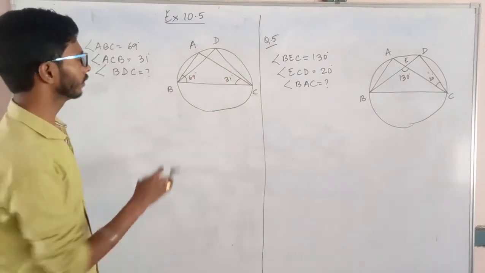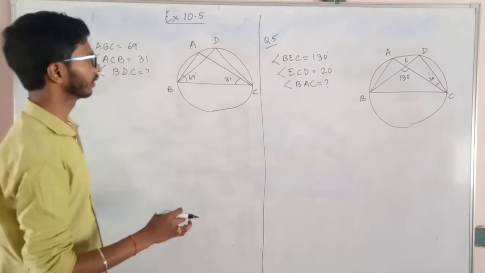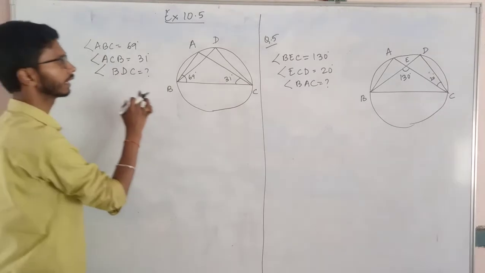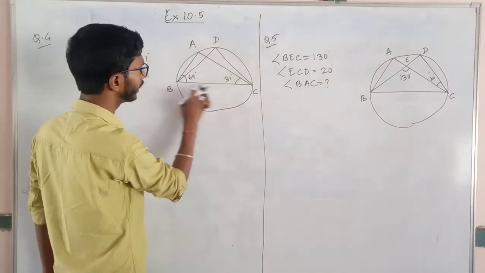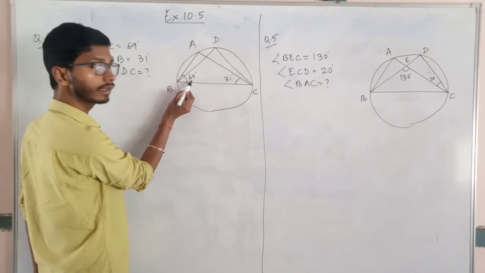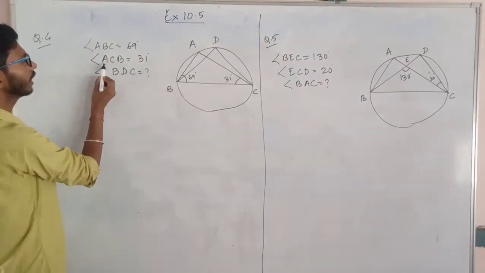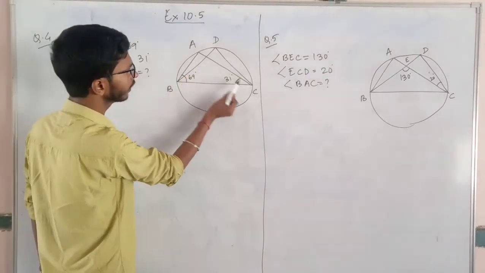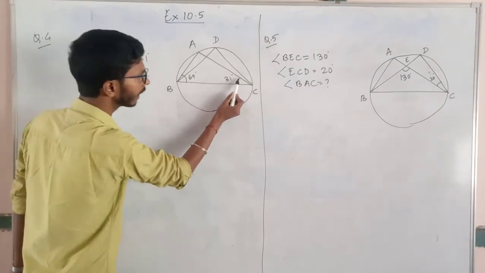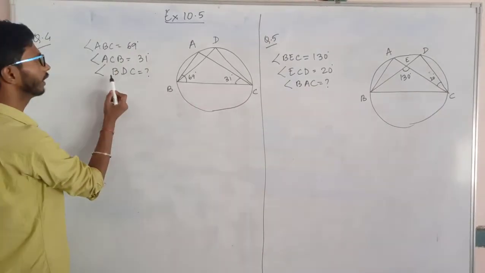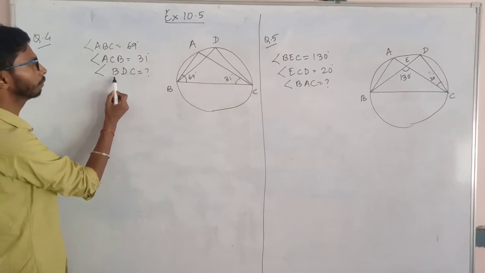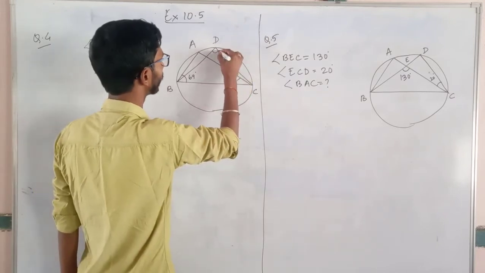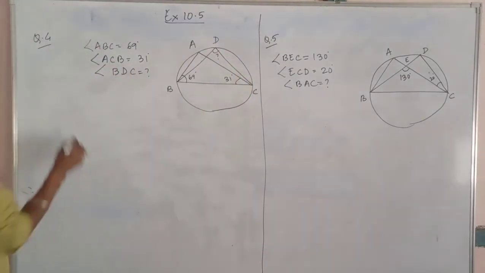A circle is given, with chord BC. It is given that angle ABC is equal to 69, and angle ACB is equal to 31. We have to find the measure of angle BDC.